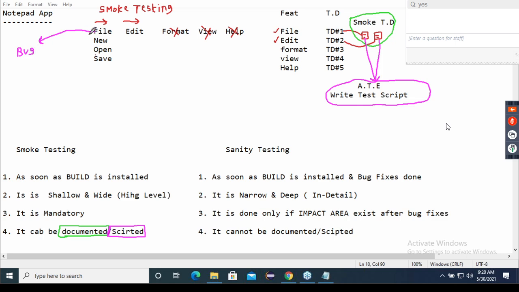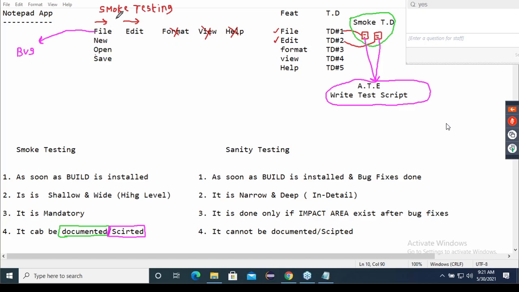I found a bug in new. Sir, not new. File. Blocker bug or normal bug? Think and give me the answer. Blocker bug is not possible because smoke testing is pass. Sai Himaja, what are you talking, Rani? 5-6 times I said smoke testing is pass, and you are saying blocker bug.